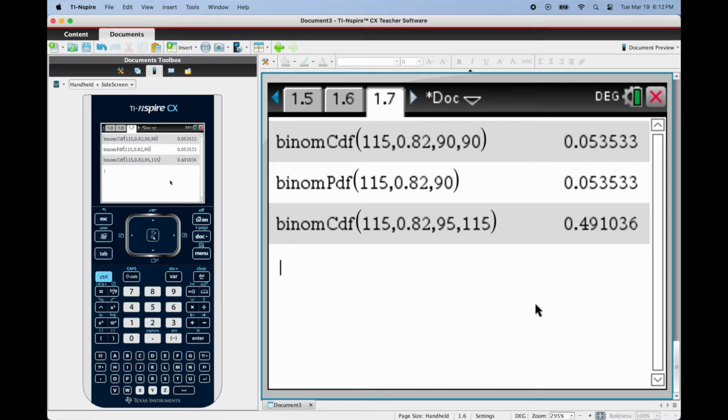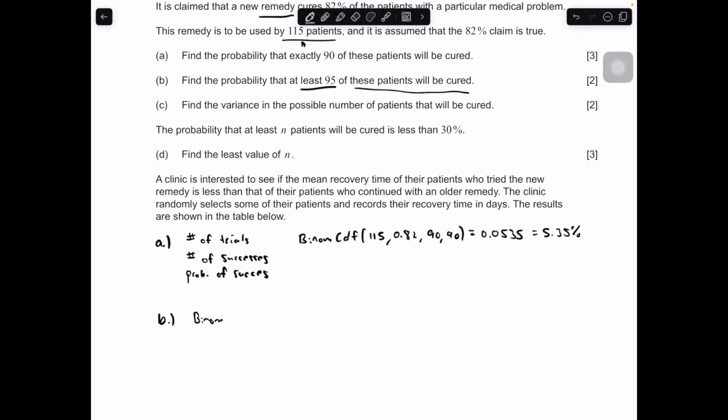The chance that at least 95 patients would be cured is equal to 0.491. So let's write that out. BinomCdf, and this is equal to 115, 0.82, and then we have a lower bound of 95 and an upper bound of 115. And that is equal to 0.491, or roughly 49%. And that actually might be helpful: 49.1%.